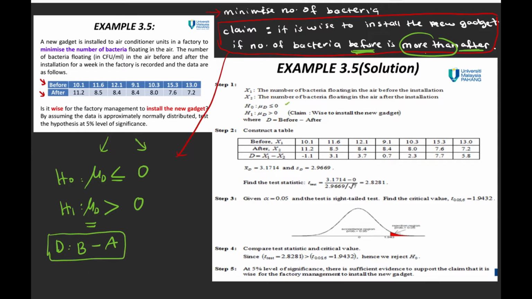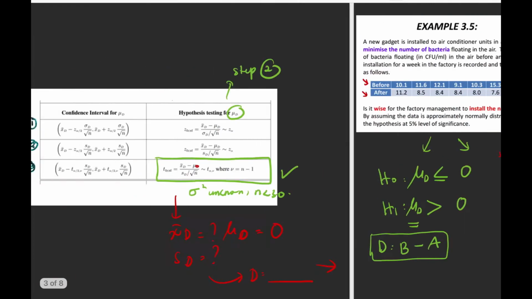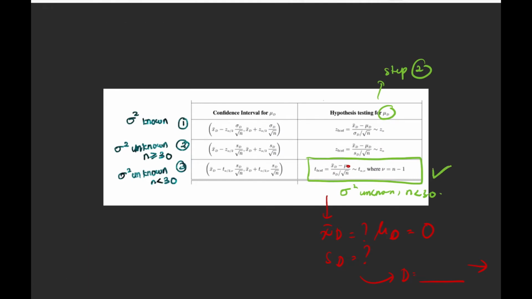Mu D greater than, less than, equal to 0. Mu D greater than 0, where your D is before minus after. Okay, step number 2. Which formula do you want to use? There's only one formula. This is the formula.